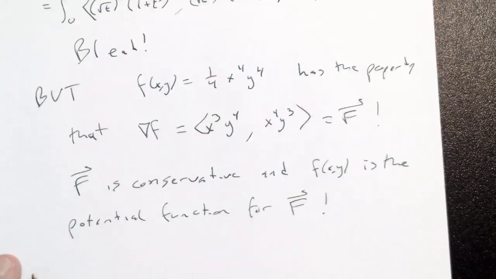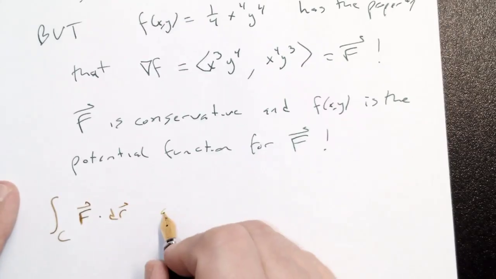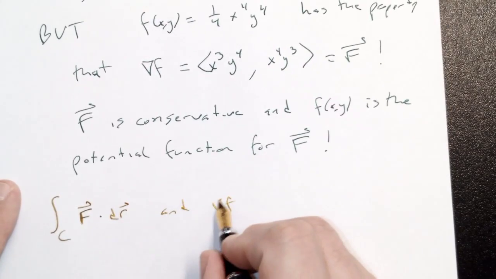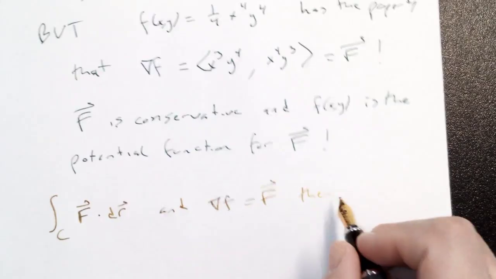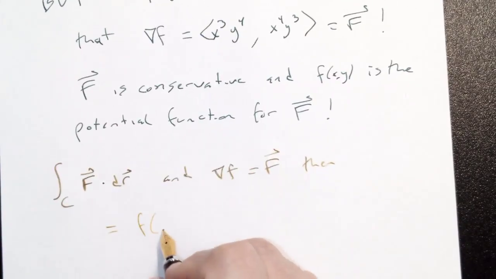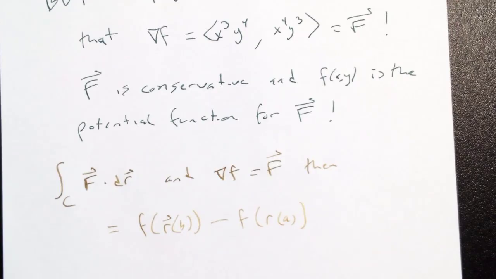if I want to do the integral over C of f dot dr, and the gradient of f is our vector field, then this equals f of r of b minus f of r of a. All I need to do, like in the fundamental theorem of calculus, is take my antiderivative, my potential function, and plug in where I start, and subtract.